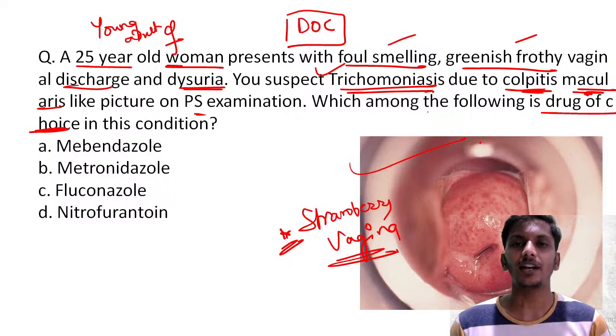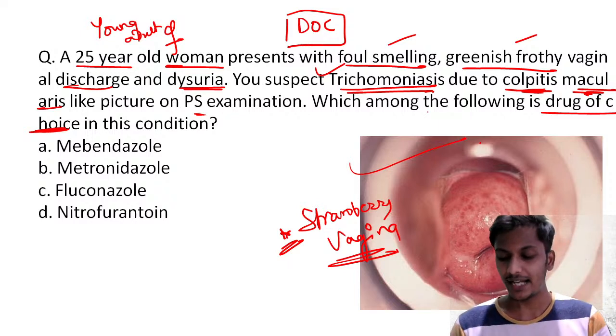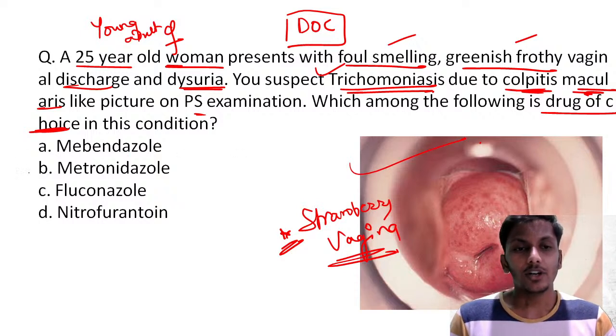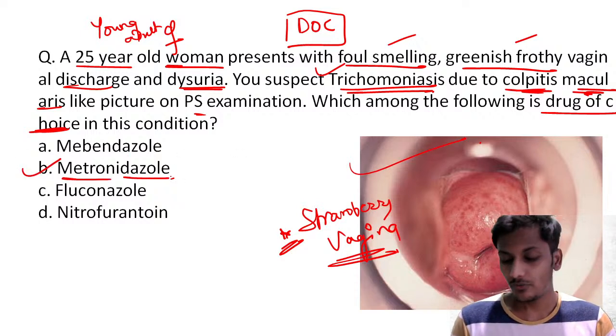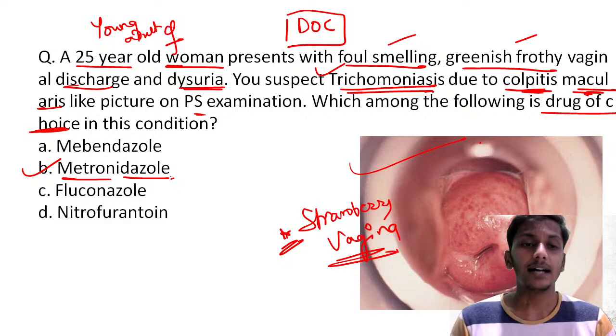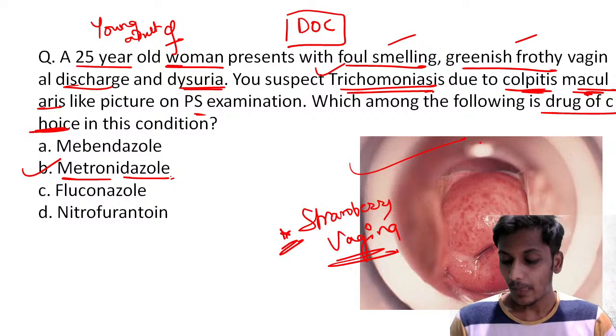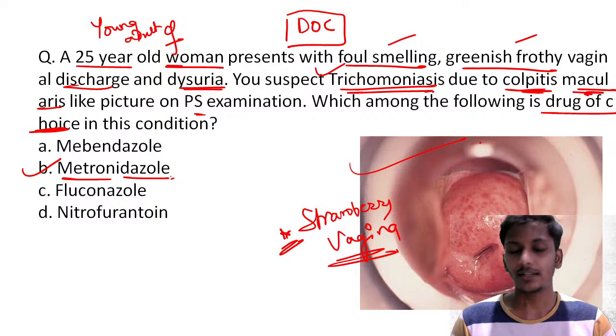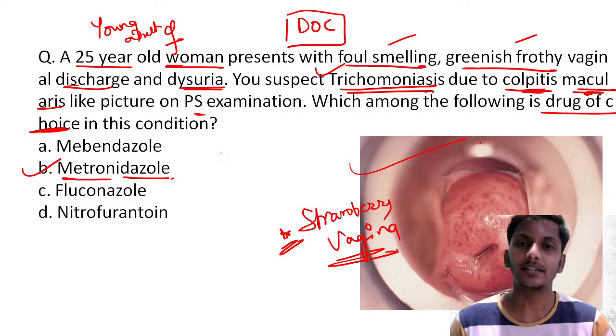We usually prefer an anti-protozoal drug. And which is the anti-protozoal drug? It is your option B, metronidazole. Very good, Preeta. The answer over here is option B, that is metronidazole. Very good, Nishan, Kunal. Okay, so the answer over here is option B, metronidazole is the drug of choice in cases of trichomoniasis.